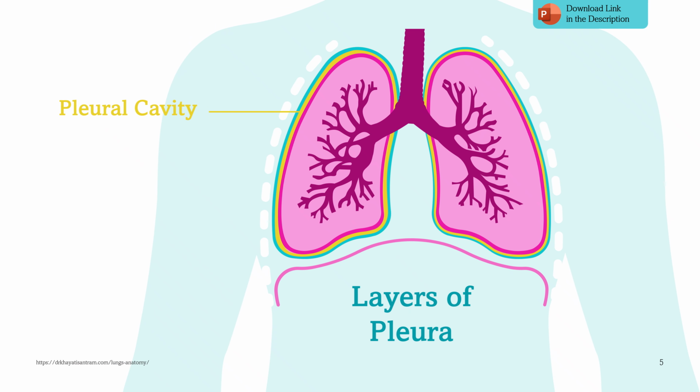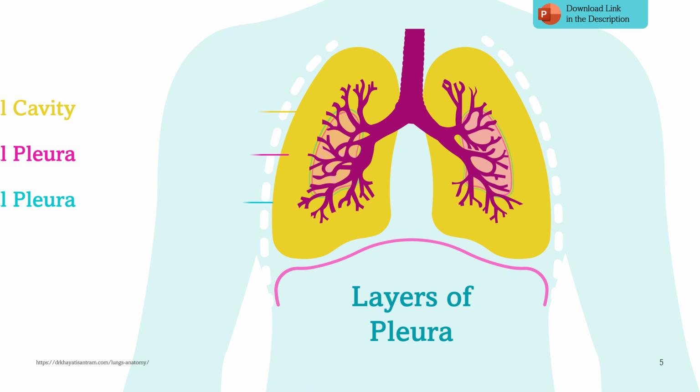The pleural cavity is bounded by two serous membranes, the visceral pleura covering the lungs and the parietal pleura lining the thoracic cavity. Between these layers lies a potential space containing lubricating pleural fluid, maintaining negative pressure for lung expansion.